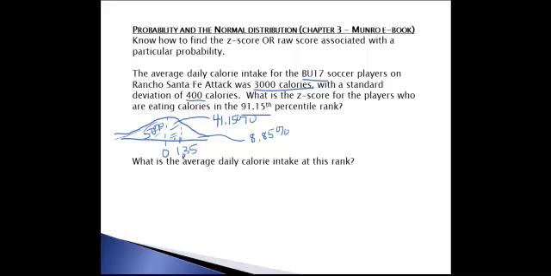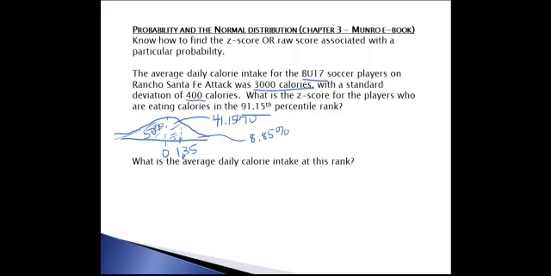So the 91.15th percentile rank falls when the z-score is 1.35 away from the 0. So that gives you 91.15% of the data. And what that means is that there were only 8.85% of the kids eating more calories than that amount, and that the rest were below. So hope that makes sense. And then it's asking, what is the average calorie intake at this rank?